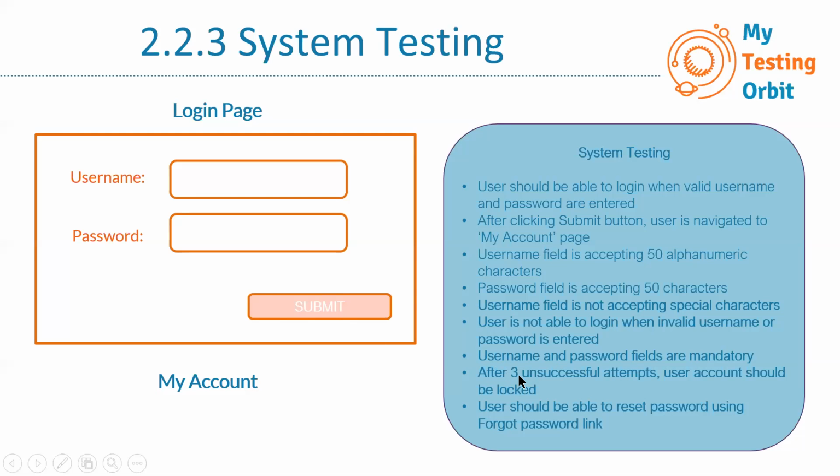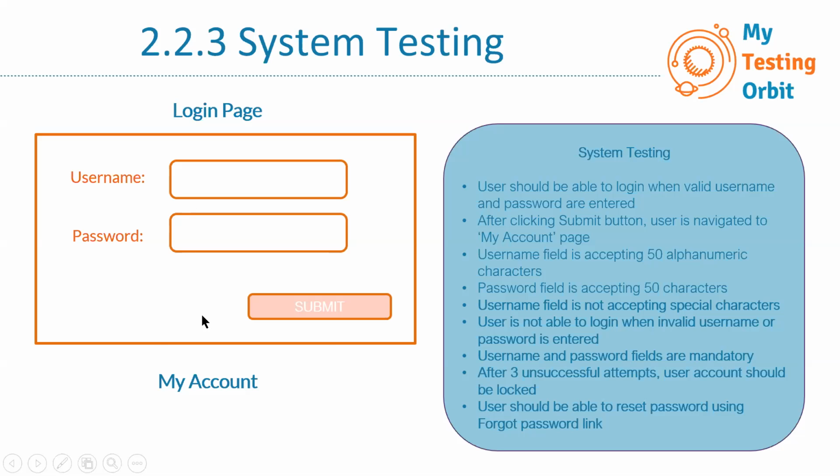So let's say the three unsuccessful attempts is the requirement which was agreed by talking to the business analyst. User should be able to reset password using the forgot password link. Now this is a scenario a tester came up with: okay, fine, I'm entering all the details, but what about if I forgot my password or my username and I want to reset? And over here, the tester can't see that forgot password link.